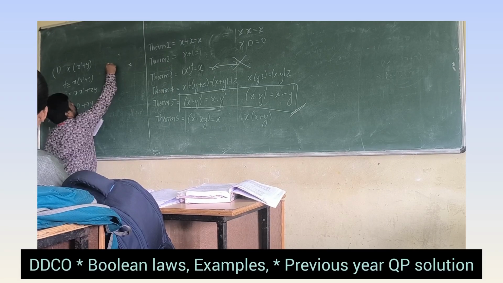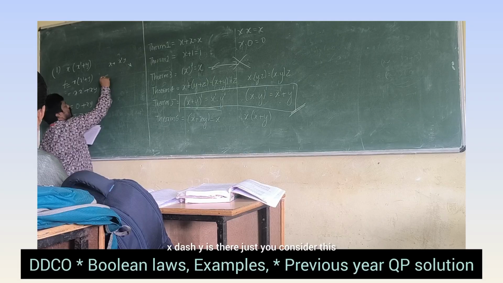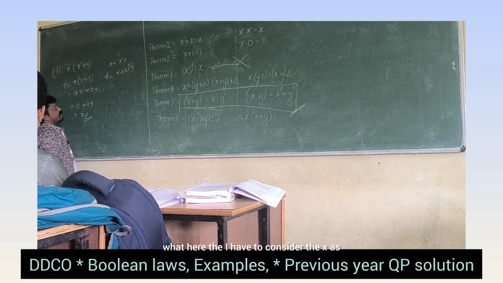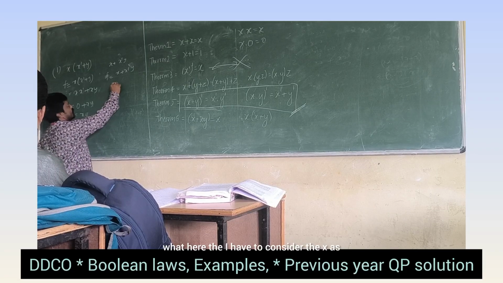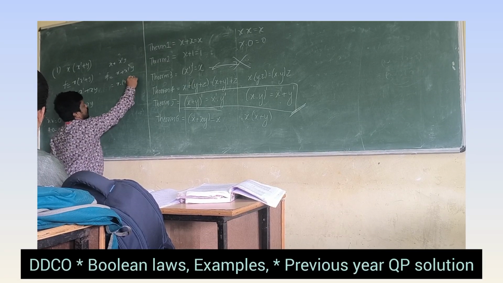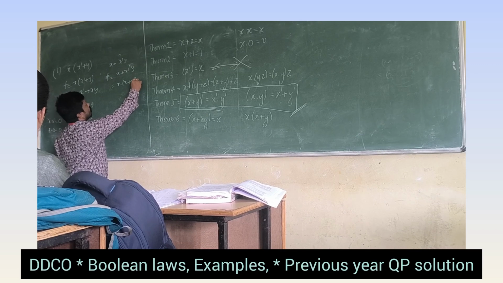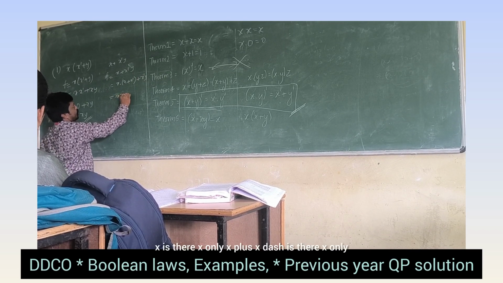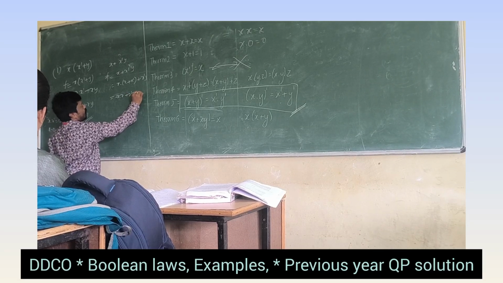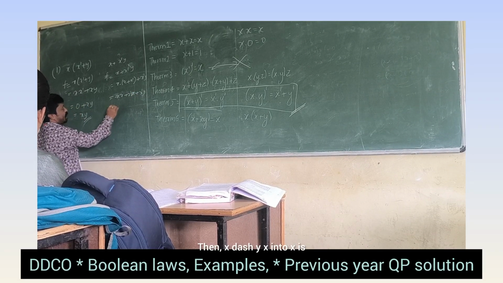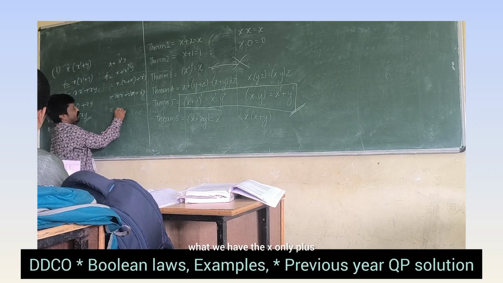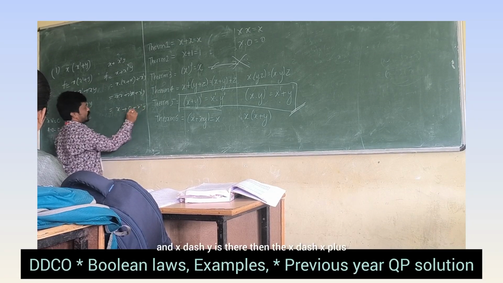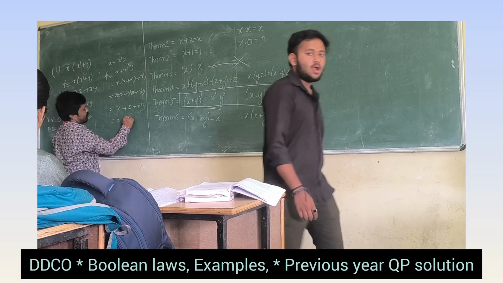One more is there: x plus x dash y. Consider this as the function x plus x dash y. I consider x as itself, x dot (x plus x dash), plus x dash y. x plus x dash is 1, so x into x is x only, and x dash x is 0, plus x dash y. Then x dash x plus x dash y.